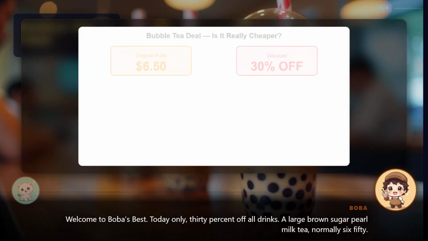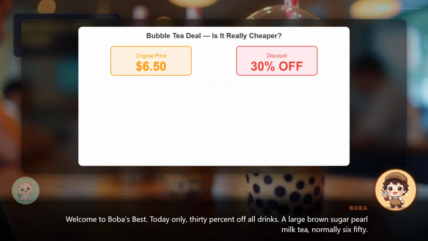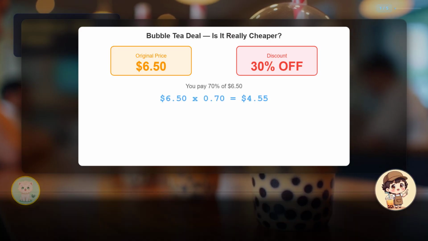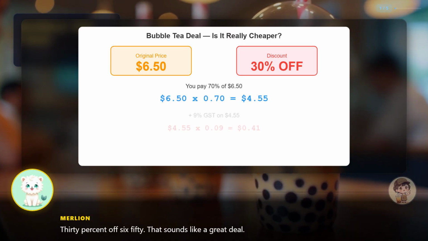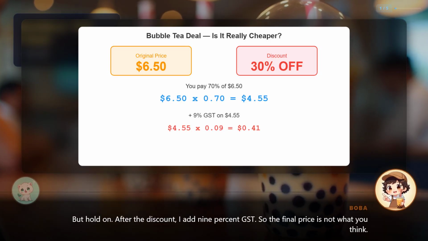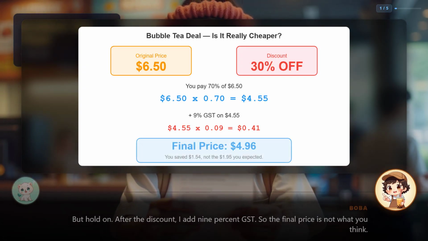Welcome to Bob's Best. Today only 30% off all drinks. A large brown sugar pearl milk tea, normally $6.50. 30% off $6.50. That sounds like a great deal. But hold on. After the discount, I add 9% GST. So the final price is not what you think.